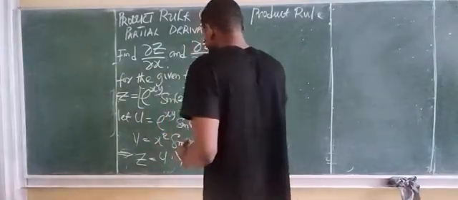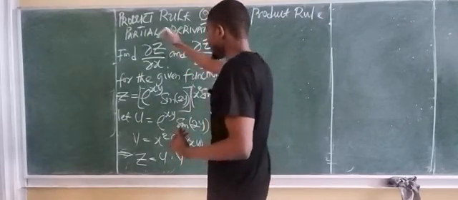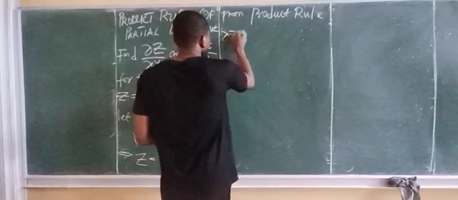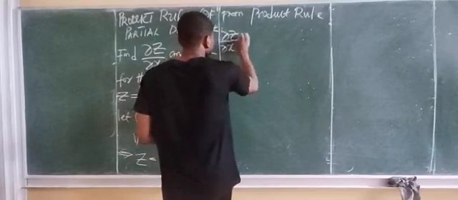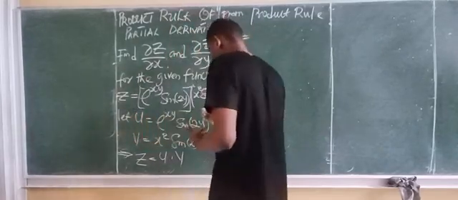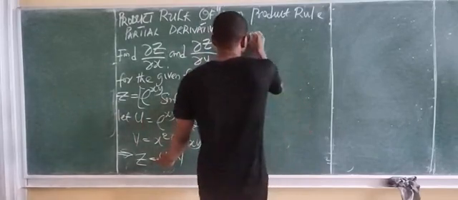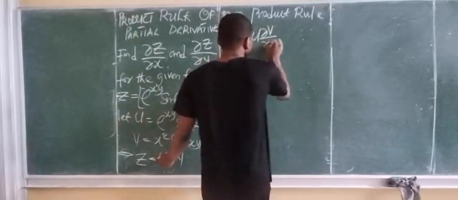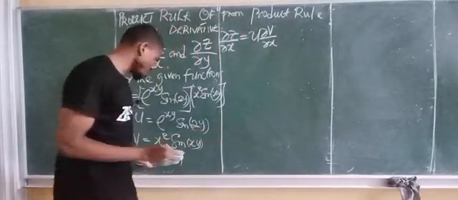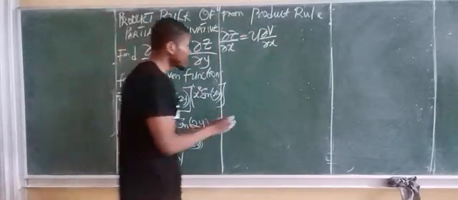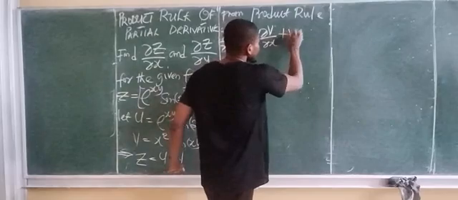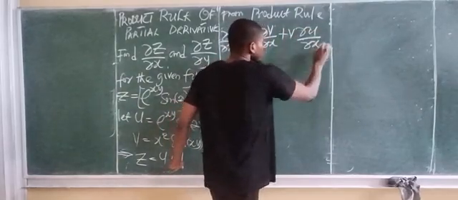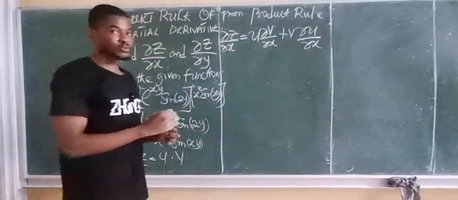And from the product rule, let's say we want to find partial z partial x. Partial z partial x is simply equal to: keep u constant, we have u, differentiate v partially with respect to x, plus now you keep v constant, so we have plus v, differentiating u partially with respect to x. So that is the product rule.